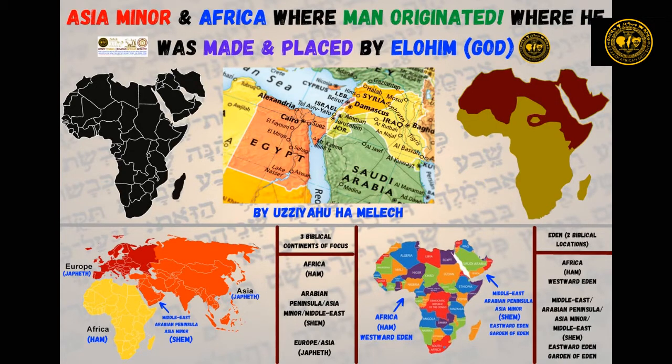So Asia Minor and Africa is where man originated, where he was made and placed by Elohim. The original man was in the Asiatic area. We like to say the original man was the Asiatic man, right? He was Shemitic, right? He wasn't Shemitic, right? But in the end, that area would be Shemitic. So let me make this straight. The original man was placed in what we will call today Shemitic land, right?